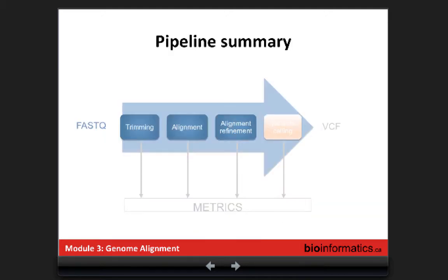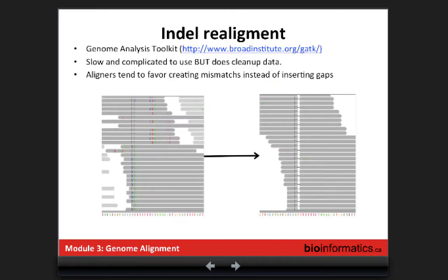So now we have done the alignment. What is important to do is to refine the alignment, because every aligner has its strengths and weaknesses, and there's no aligner which is perfect. So we need to take this alignment and apply some set of filters and rearrangements to make the alignment better and more suitable for variant calling. So the first thing we do, we already talked about this morning, is indel realignment. Why do we do that? It's because aligners tend to favor creating mismatches instead of inserting a gap.